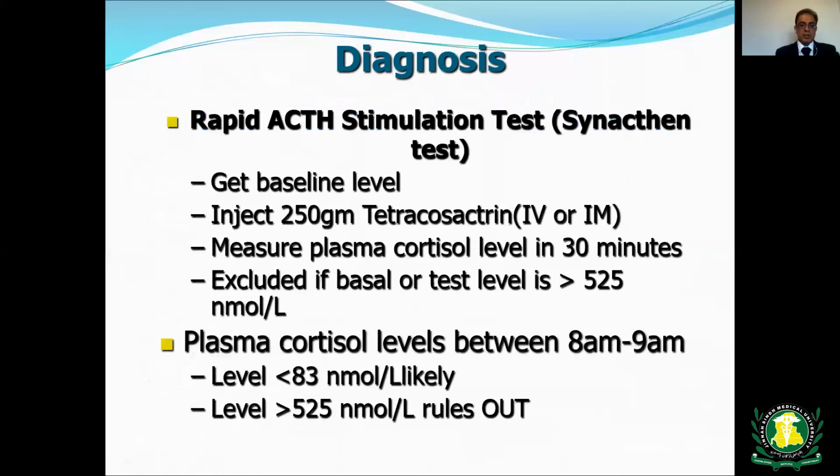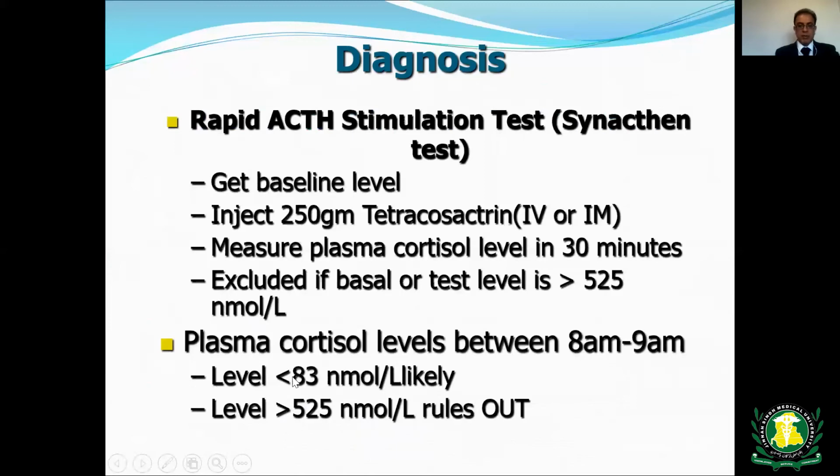So how do you diagnose? If you see a patient in emergency, you have to treat. So just take blood and send cortisol and ACTH and then treat. But if the patient is hemodynamically stable, it can wait. It depends on the patient's condition. If the patient is stable, you send the blood sample. If the cortisol level is less than 83, most likely it is Addison disease. However, if it is more than 500, it is almost ruled out.